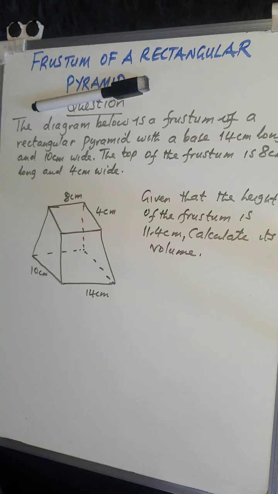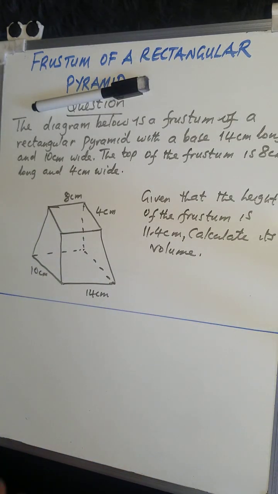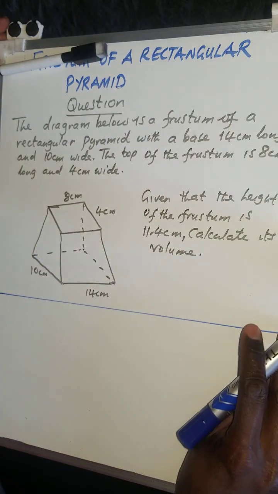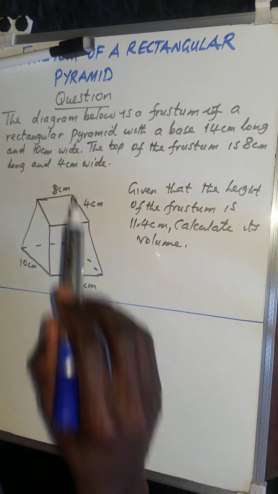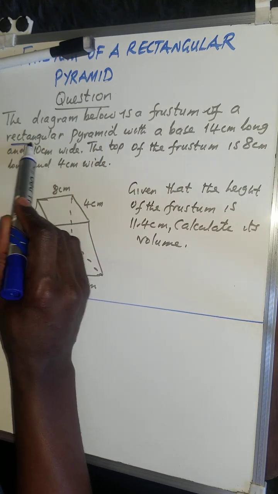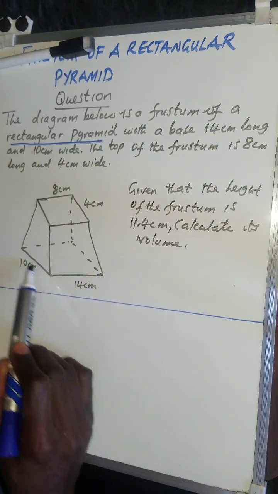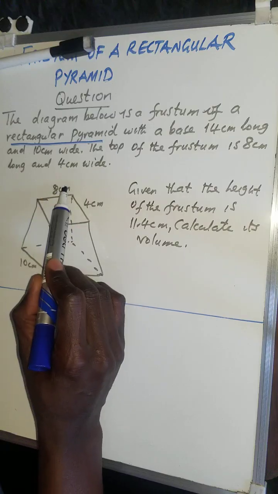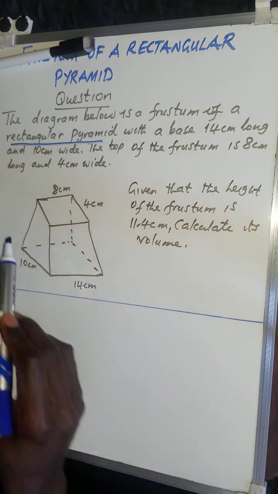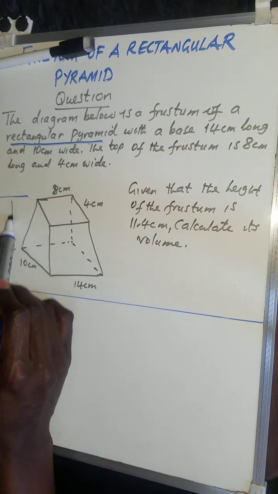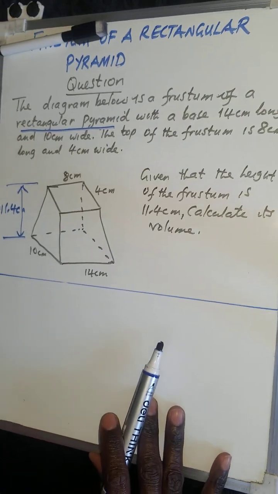So in this example, the question was saying that the diagram below is a frustum of a rectangular pyramid. So this is a rectangular pyramid with a base 14 centimeters long and 10 centimeters wide. So 14 by 10. Then the top part is 8 by 4, given that the height of the frustum is 11.4. So meaning the height of this frustum that they have given us is simply 11.4 centimeters. Calculate its volume.